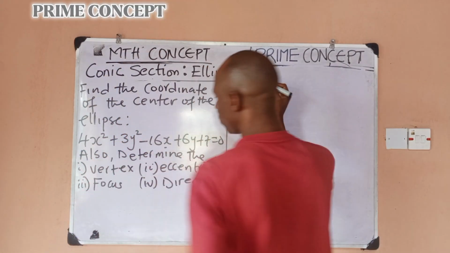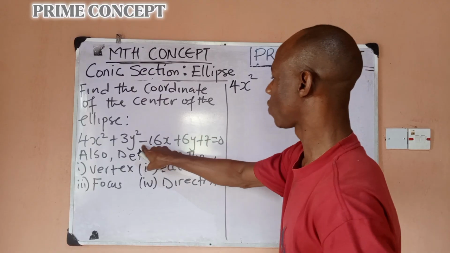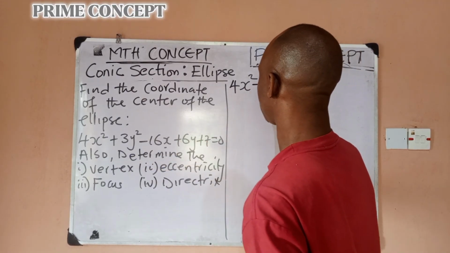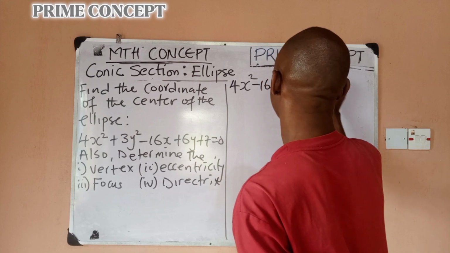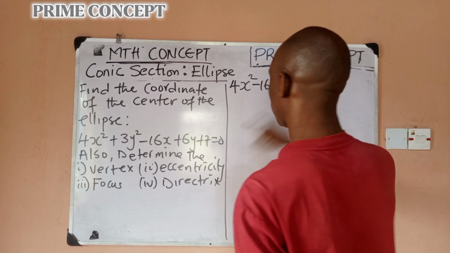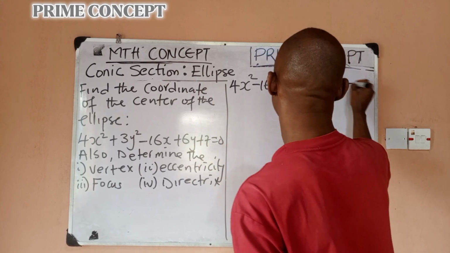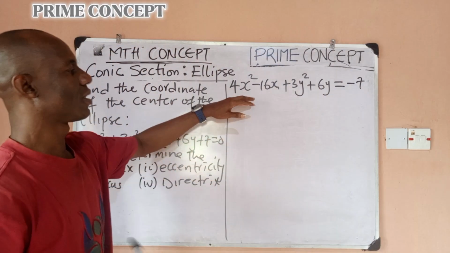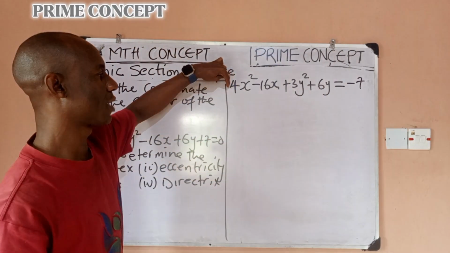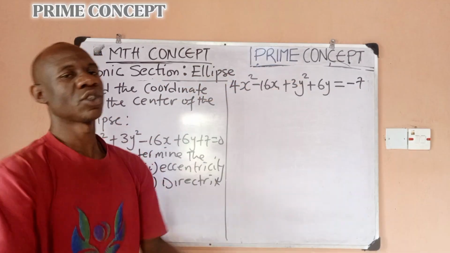4x squared. I'm going to bring the x's together. So 4x squared minus 16x plus 3y squared plus 6y. I'll push this 7 to the other side. It becomes minus 7. So the first thing when you're completing the square is that the coefficient of x squared, the coefficient of y squared should be 1.